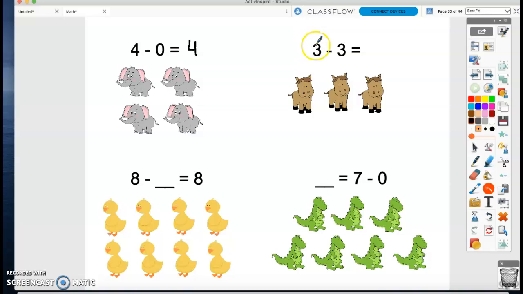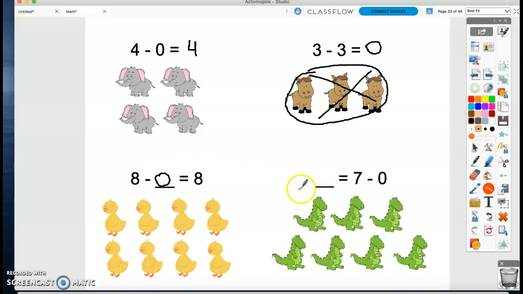This one says I have 3 horses and I'm going to subtract all of the horses. So if I subtract all 3 of the horses, how many do I have left? 0. Good job. Let's go to this one. This one says I have 8 and I'm going to subtract something and I'm going to equal 8. So if I have 8, and I want to end up with 8, well, I have 1, 2, 3, 4, 5, 6, 7, 8. I have 8. How many did I cross off? If you said 0, great job.